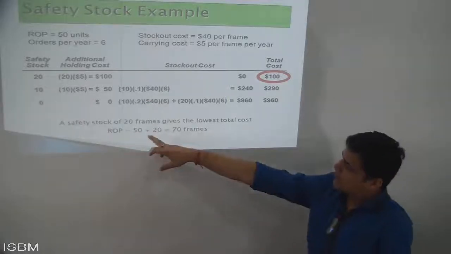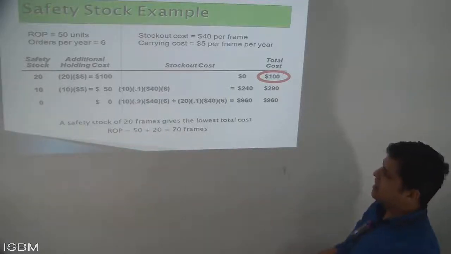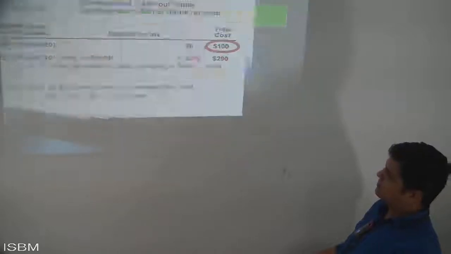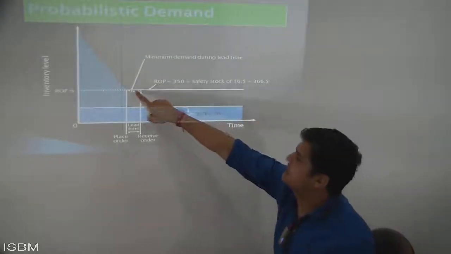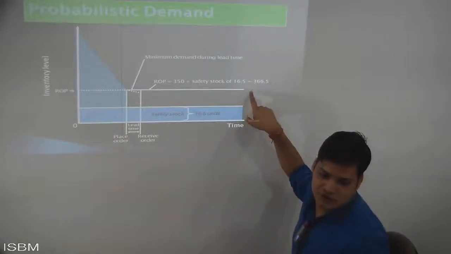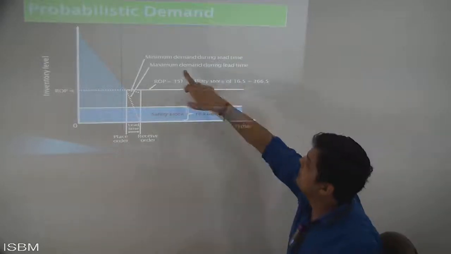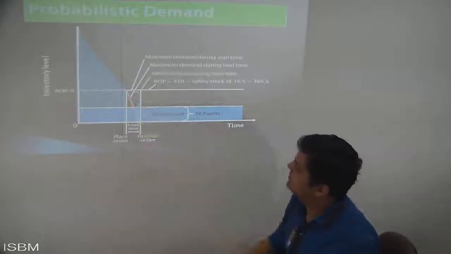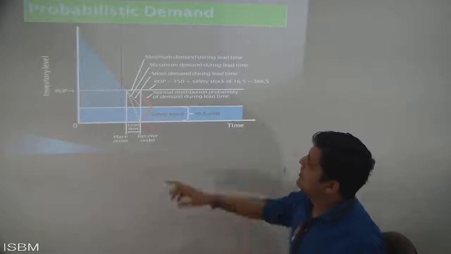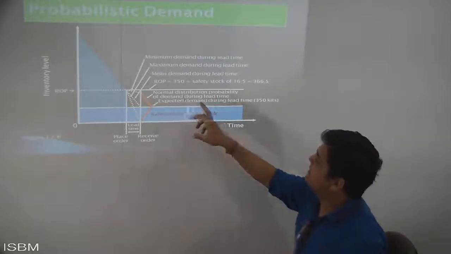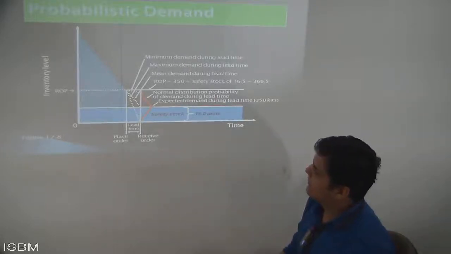So ROP is 50 plus 20, 70 frames. A safety stock of 20 frames gives the lowest cost. So for probabilistic demand, the minimum demand during the lead time is the minimum ROP we are calculating over here. Then the maximum demand during the lead time is here: the mean demand, mean, max, and minimum, and normal distribution probability. Expected demand during lead time.